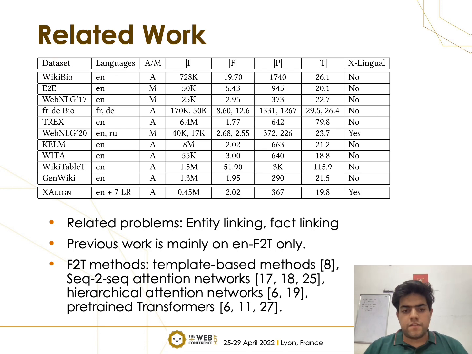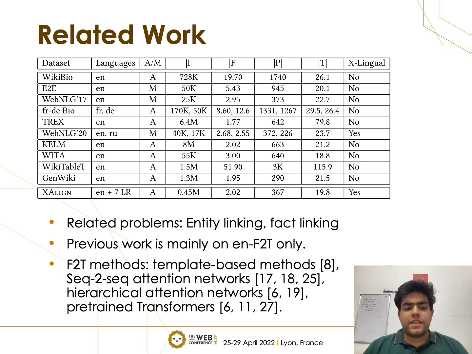Most of the existing work around data to text generation or entity linking has primarily focused only on English or a couple of other European languages. As you can see, there are existing datasets which talk about data to text generation like Wikibio, E2E, WebNLG, etc. However, very few of these offer a cross-lingual setting. Hence, our dataset XAlign is not just cross-lingual, it spans across 8 different languages including English.